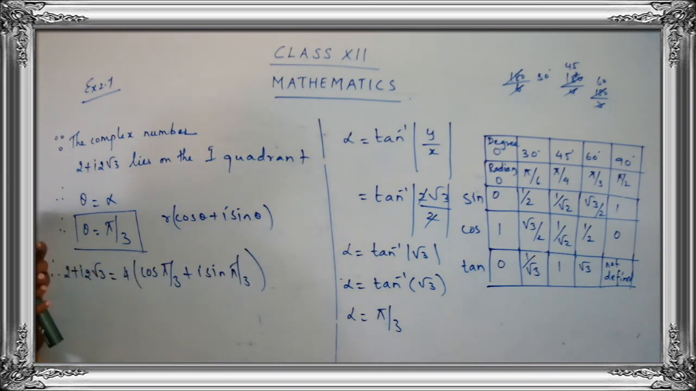Still the sum has not been completed. We have one more step to go. So just write down till here. So 2 plus i 2 root 3 is equal to 4 cos pi by 3 plus i sin pi by 3.